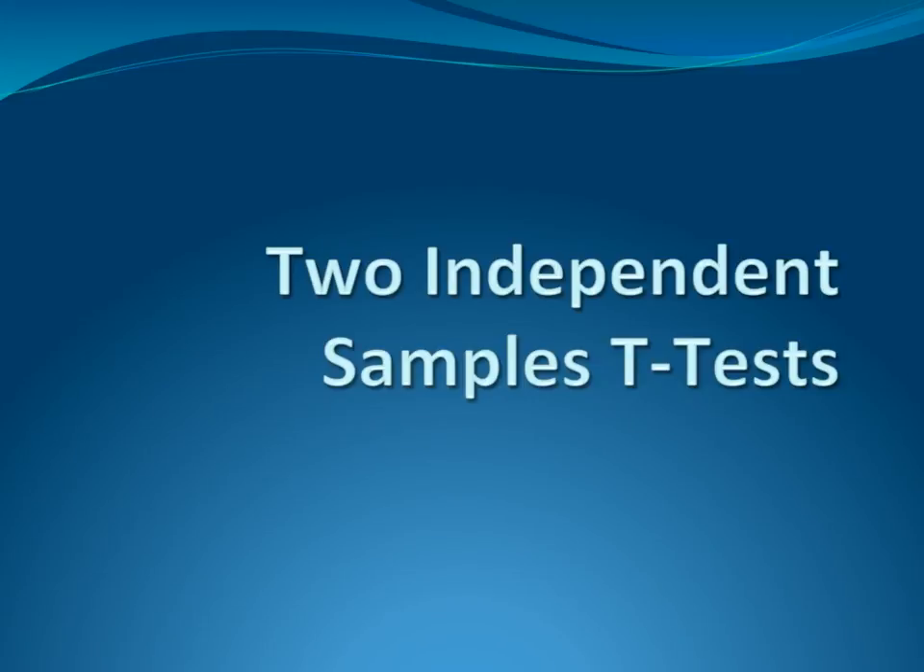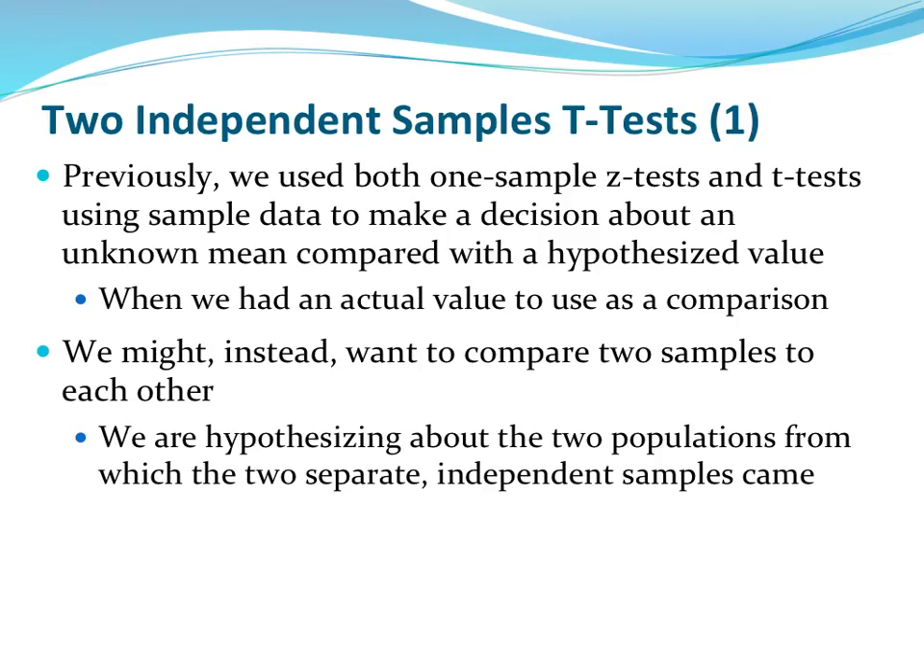Now let's move on to talking about our next type of hypothesis test, two independent samples t-tests. Two independent samples t-tests can be used in different situations than a one sample t-test and for different purposes. Previously, we used both one sample z-tests and t-tests, using sample data to make a decision about an unknown population mean compared with a hypothesized value. We had an actual value that we wanted to use as our comparison to test. What if instead we want to compare two samples to each other?